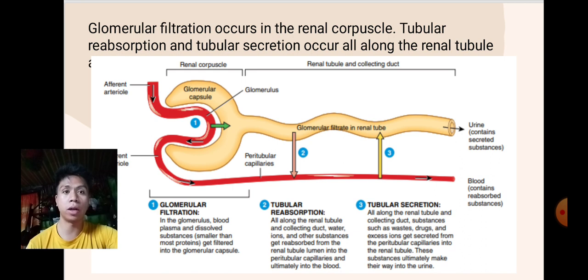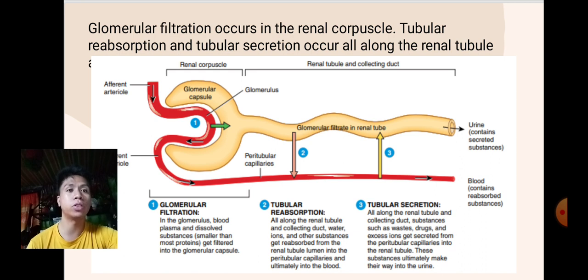So glomerular filtration: in the glomerulus, blood plasma and dissolved substances smaller than most proteins get filtered into the glomerular capsule, in the capillaries in the kidney. So tubular reabsorption, all along the renal tubules and collecting ducts, water, ions, and other substances get reabsorbed from the renal tubule lumen into the peritubular capillaries, and ultimately into the blood. So it returns to the blood.